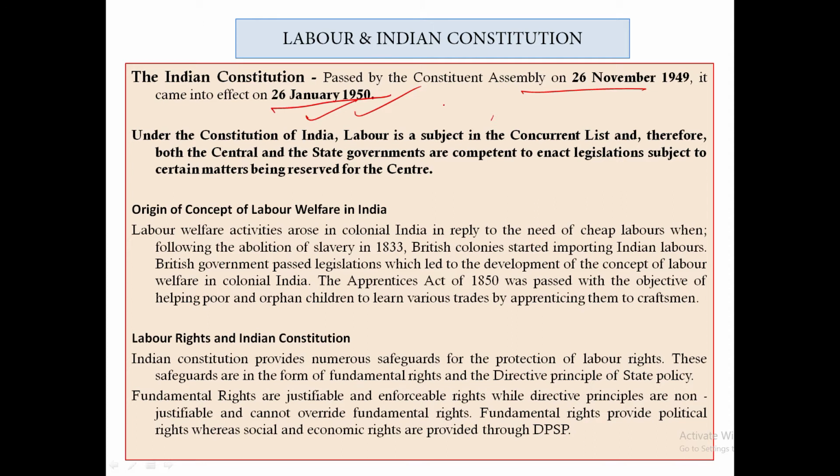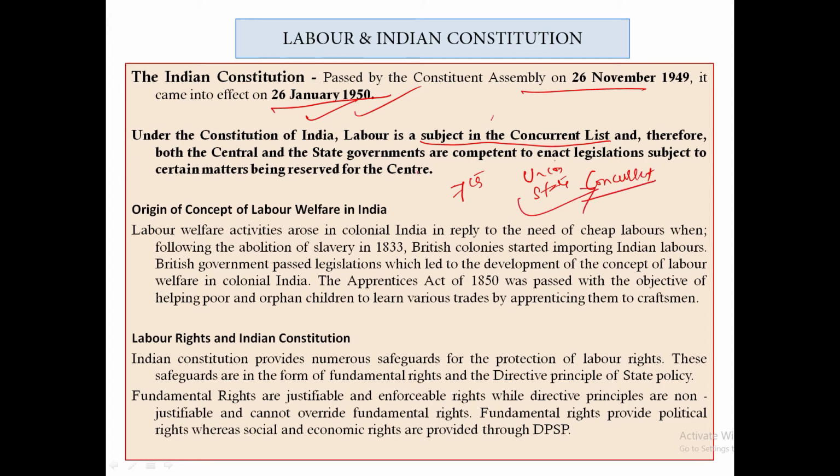Now, where is labor placed? Labor is a subject in the concurrent list. According to the 7th Schedule, we have three lists: the union list, the state list, and the concurrent list. And labor is in the concurrent list.